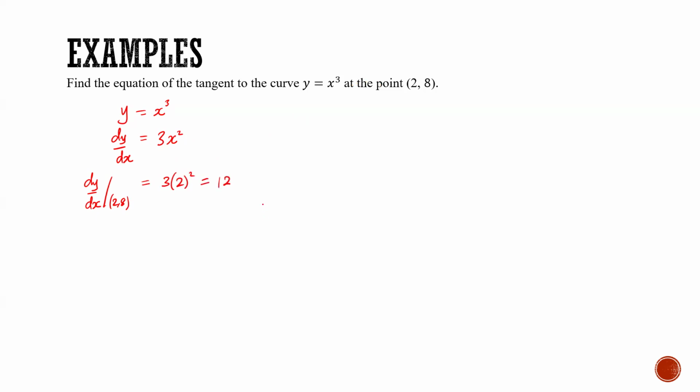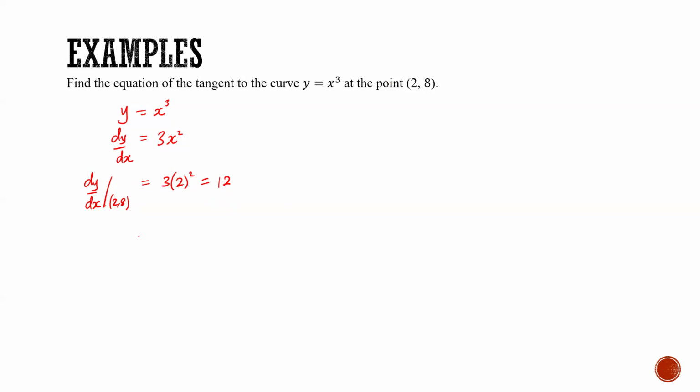So what does this mean? This means that the gradient of the tangent to the curve at the point (2, 8) is in fact 12, because dy/dx gives us the gradient of the tangent to the curve at any point. At the point (2, 8), we simply substitute for x with 2, and so that tells us that 12 is the gradient of the tangent to the curve at the point (2, 8).